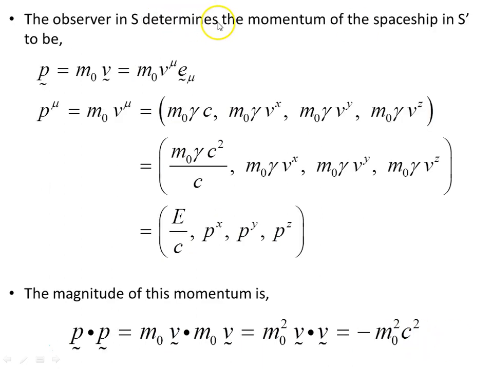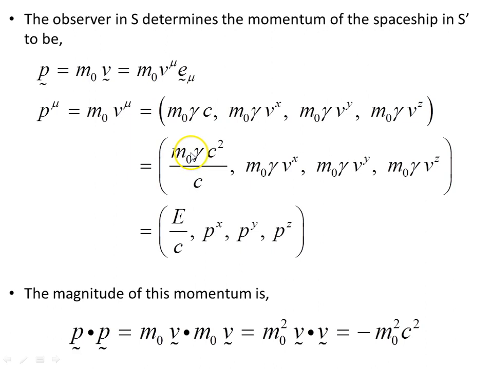We'll move on now to the next example. The observer in S determines the momentum of the spaceship in S prime to be p equals m0 v, where m0 is the rest mass and v mu are the velocity components. Here's the basis vector. The components here separately are just this part, and we can write that as this, expanding that out. Now, that can be rewritten as m0 gamma c squared over c, which is the energy, the top part here in the numerator.